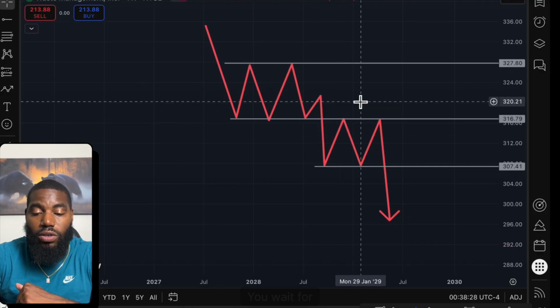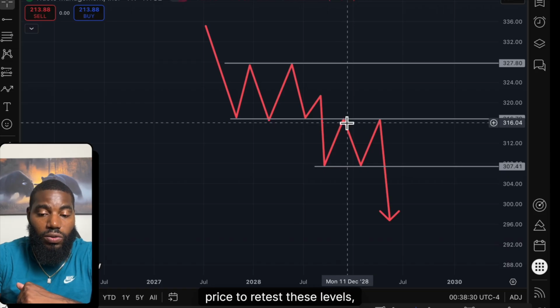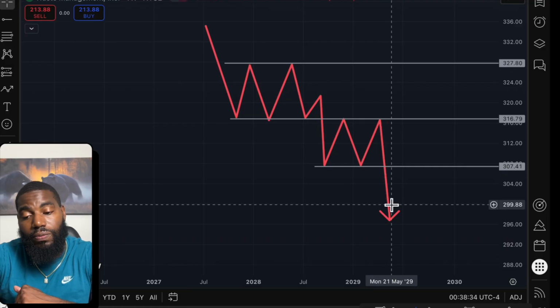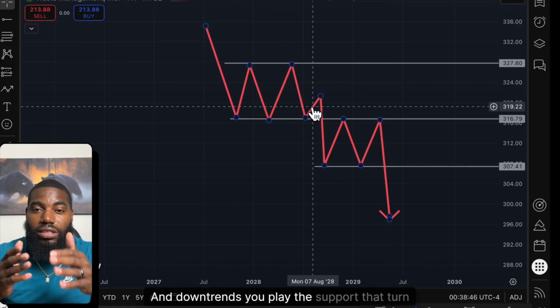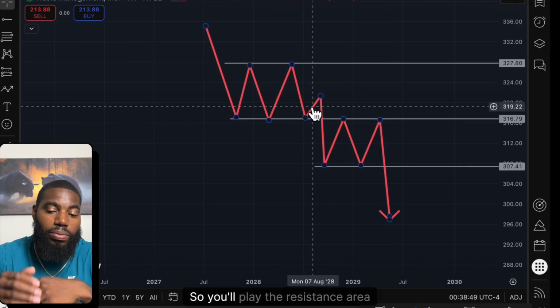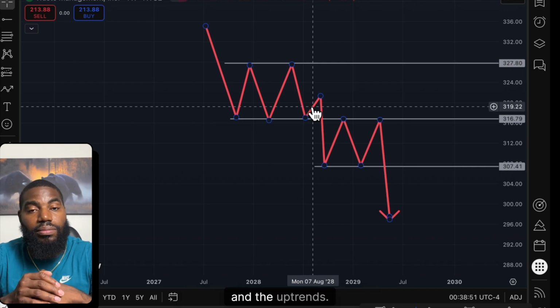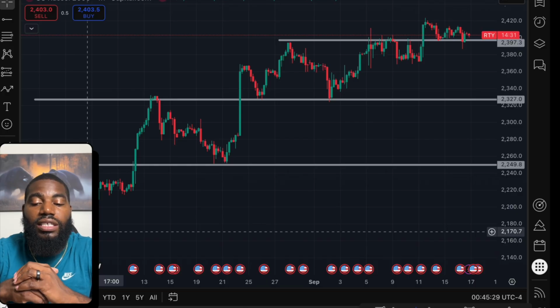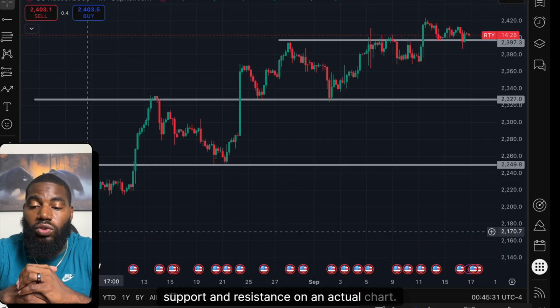You wait for price to retest these levels, support and resistance, and you just play level to level. In downtrends, you play the support that turned resistance, so you'll play the resistance area. In the uptrends, you want to play the support areas. So we're going to start here, and I'm going to show you guys support and resistance on an actual chart.